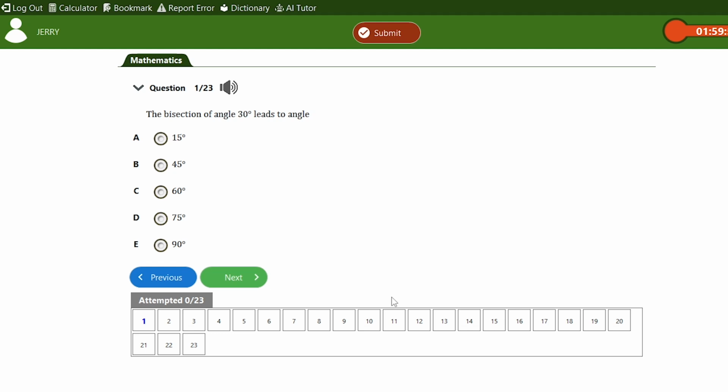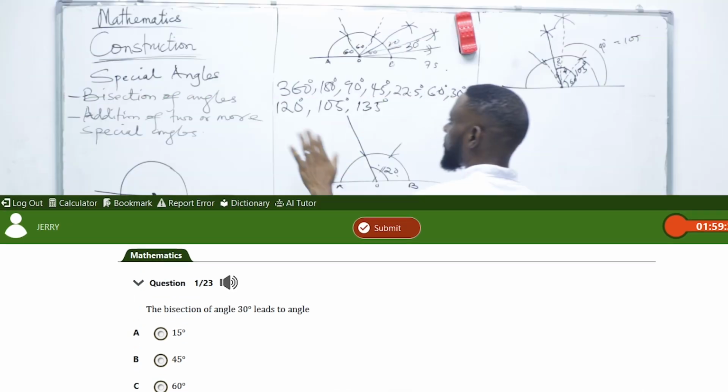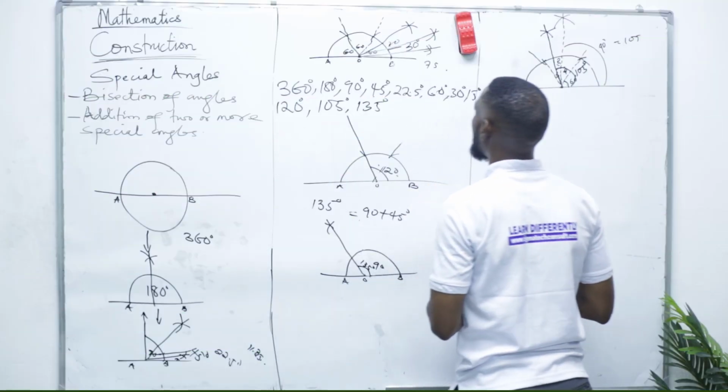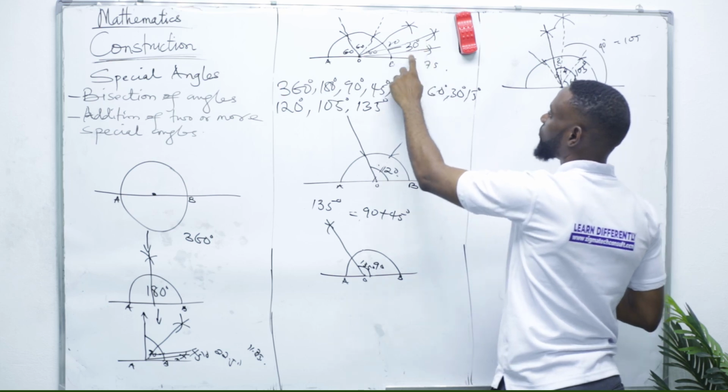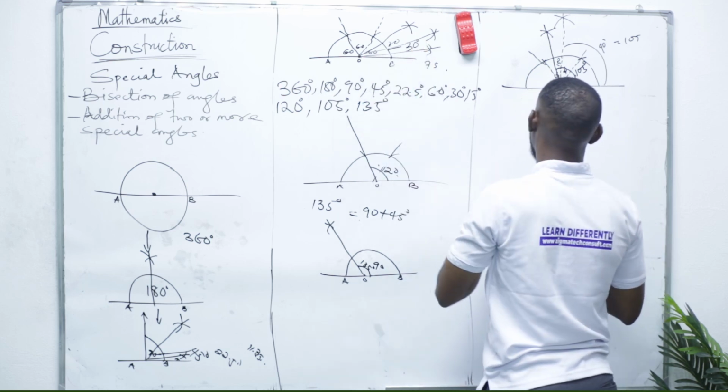Okay, so the first question given there is, the bisection of angle 30 leads to angle what? That is a very straightforward question. Of course, you know when I was telling you about that bisection, look at it here. If we bisect angle 30, we get angle 15.